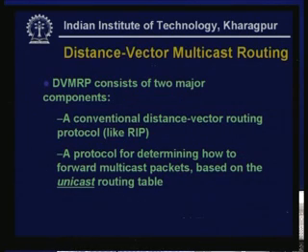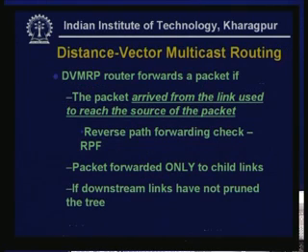Now, in distance vector multicast routing, DVMRP consists of two major components: a conventional distance vector routing protocol like RIP, and a protocol for determining how to forward multicast packets based on the unicast routing table, that is the flood and prune part. So, in DVMRP, the routers forward a packet if the packet arrives from the link used to reach the source of the packet.